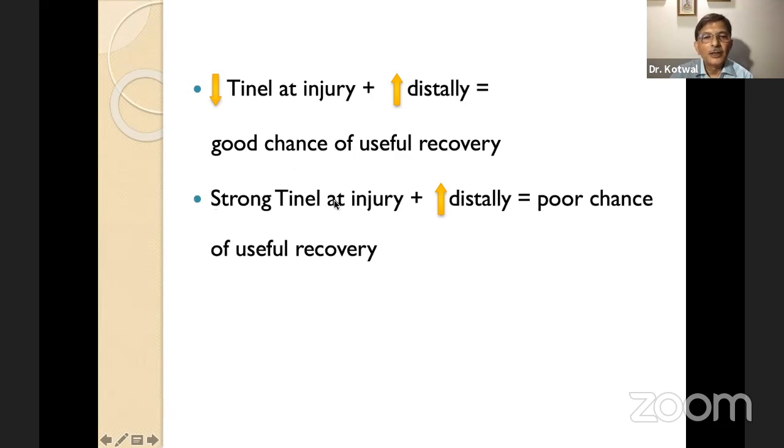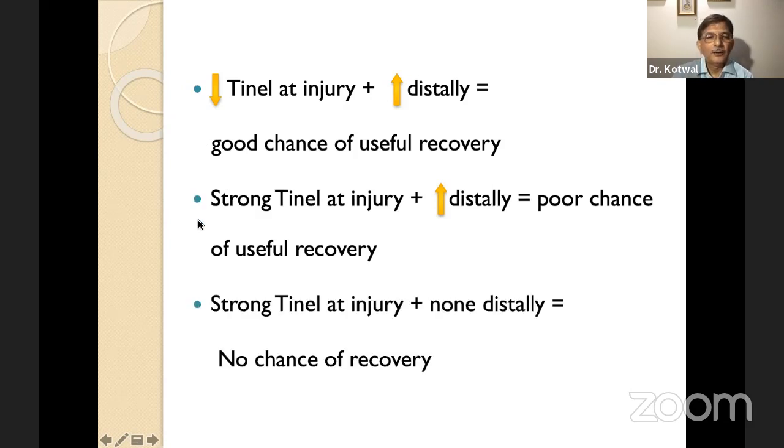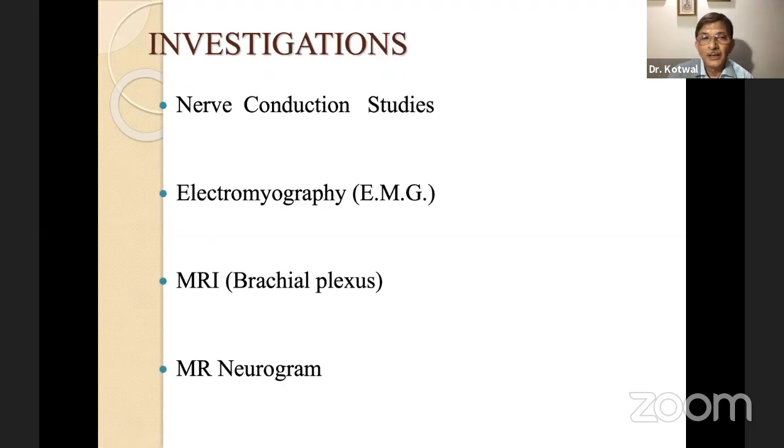If there is a strong Tinel sign and also an increasing Tinel sign distally, paresthesia distally, that means there is some poor chance of recovery because some neurons are still there which are getting converted into a neuroma. The third scenario can be that there is a strong Tinel at the injury site, but none distally. That means there is no chance of recovery, and one must go ahead and explore or intervene.